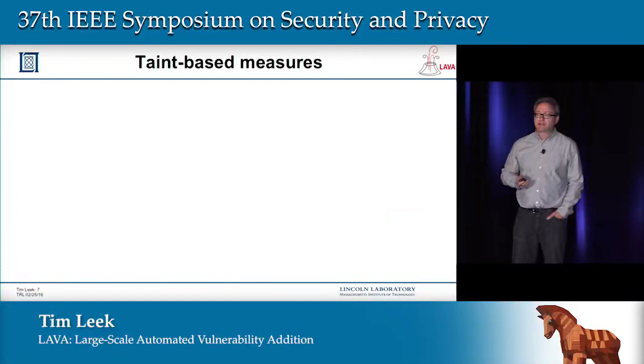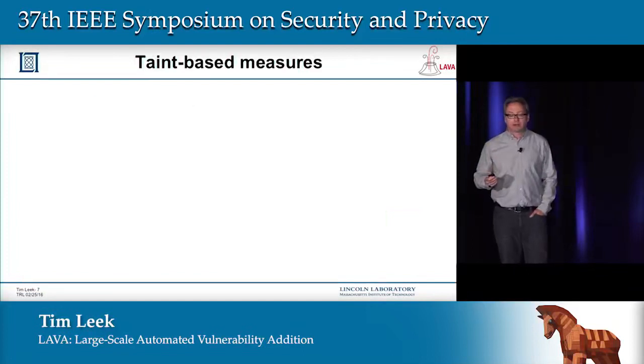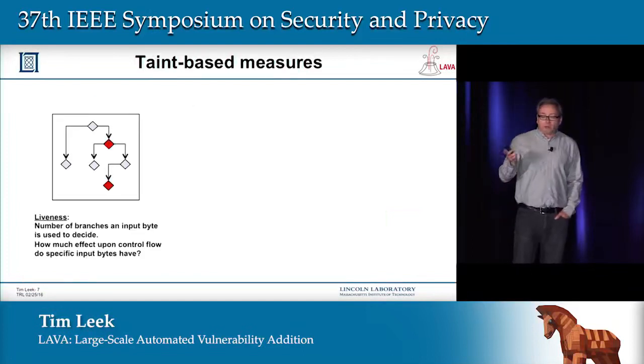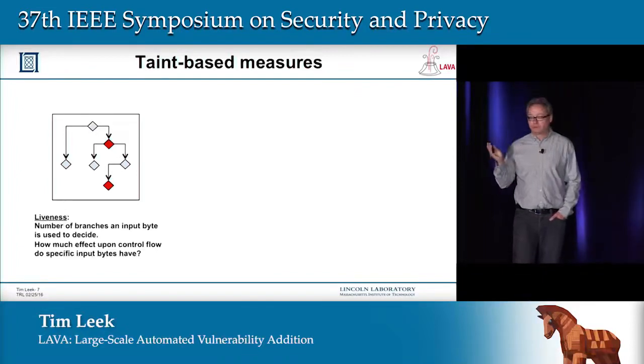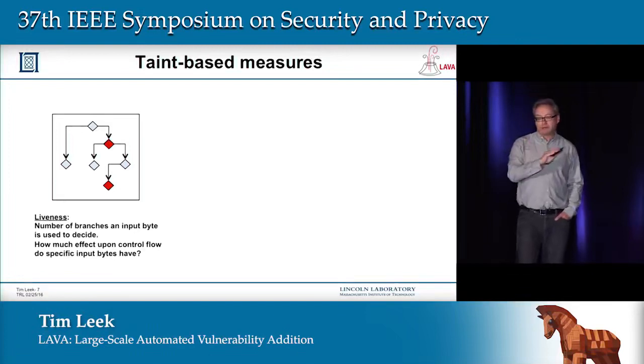So what are these taint-based measures I've been talking about? This is kind of the heart of LAVA and how it does its work. One is called liveness, and I admit I'm stealing that term from other things. The basic idea there is actually quite simple: to count the number of branches a particular input byte is used to decide. And this lets us know how much effect upon the control flow that particular byte has. And this is critical because later we're going to want to modify that particular byte in order to trigger a bug somewhere. So we don't want it to send the program off on a completely different control flow branch.